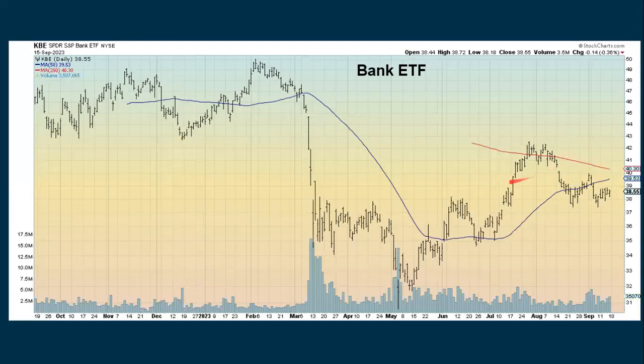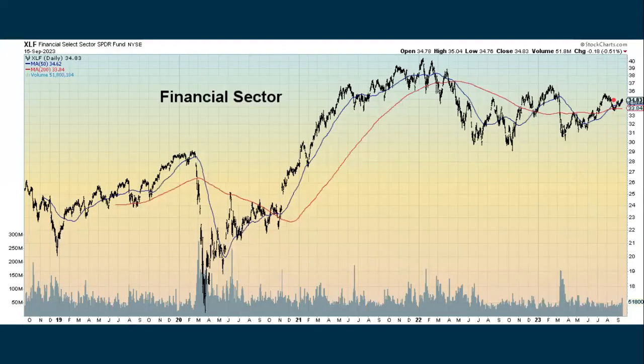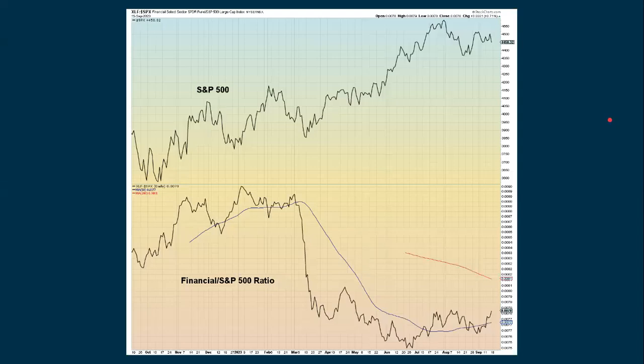Here's the bank ETF, which has really been under a lot of pressure. It's down below its 50-day moving average and still in a basic downtrend. The financial sector, though, generated a recent golden cross and is showing a little bit of an improvement. And then when we compare financials to the S&P, they're still underperforming and chopping more or less sideways, but they're not declining as much as they were.